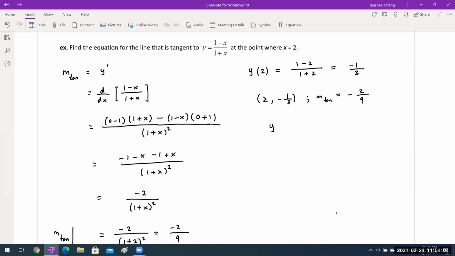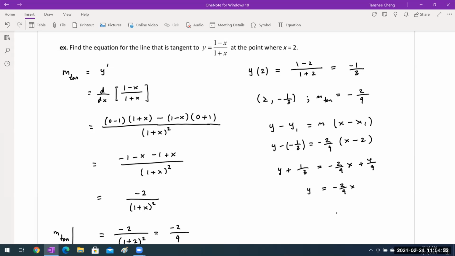Using the point-slope formula, y minus y1 equals m times (x minus x1), we can substitute all the information that we have and compute the equation of the tangent line. That will be y equals negative 2 over 9 x plus 4 over 9. When you subtract 1/3 from both sides, subtracting 1/3 is the same thing as subtracting 3 over 9, and what is left over is 4 over 9. And this will be my final answer.